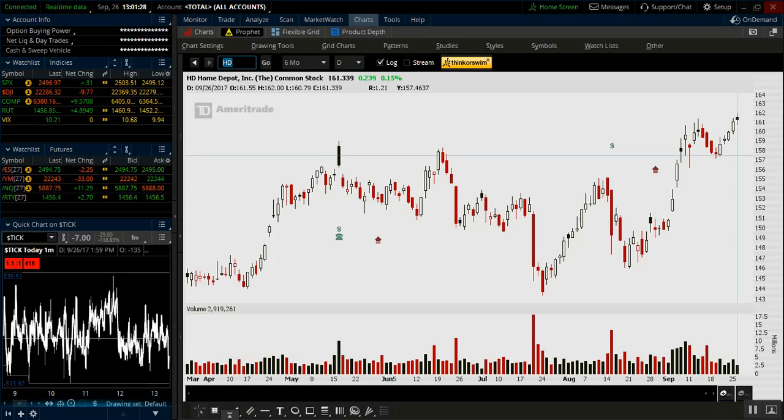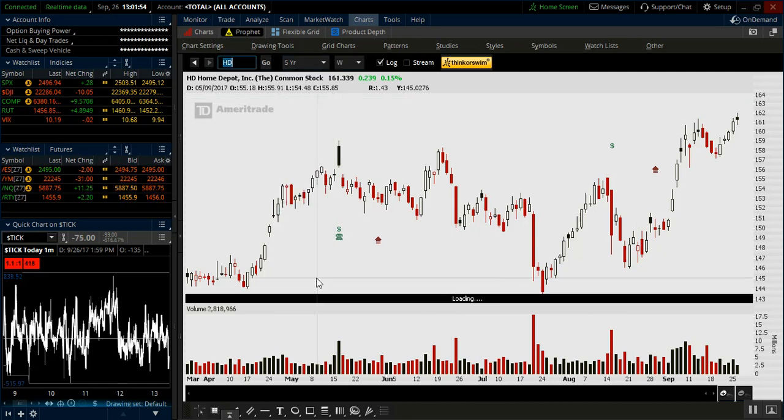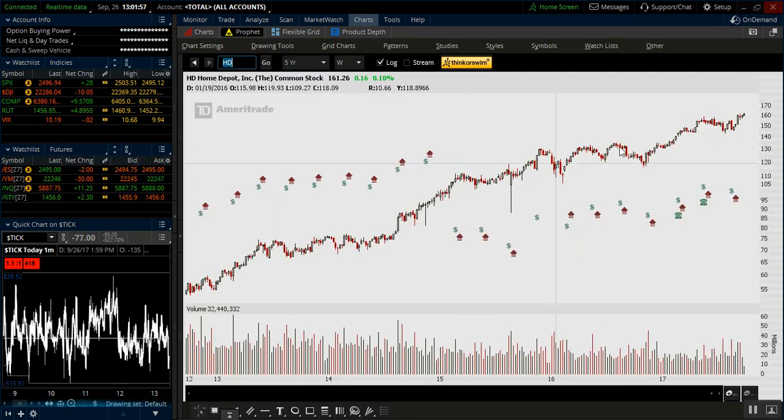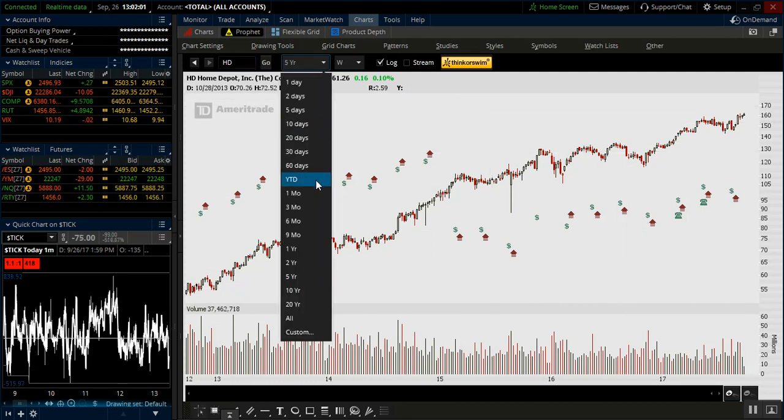The first thing I want to talk about is finding good markets to trade, and that starts with understanding the context of the market. So when I'm looking for swing trades, I'm essentially looking to buy strong stocks on pullbacks and weak stocks on bounces. In this example, I've got a chart of Home Depot pulled up, and if I were to go to, say, a 5-year chart, we can see that the general trend is up on the 5-year time frame. So this is a strong stock.